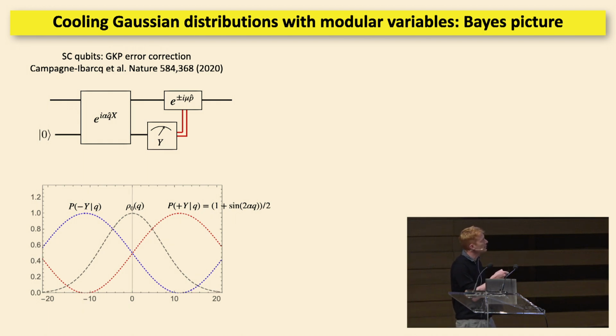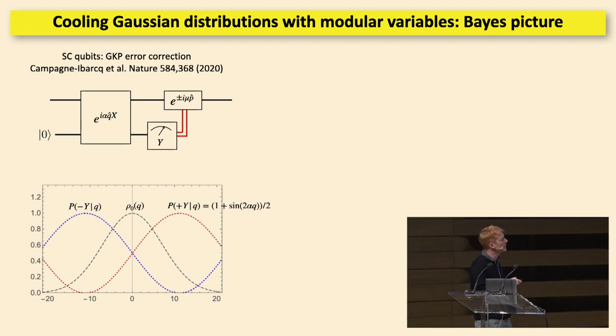It's got a coupling, which is exactly the one I've just described to you, and followed by that, there's a measurement in the y basis, so this is the sine component, and feedback on the state of the oscillator. So what I want you to consider is a Bayesian picture. I'm going to describe to you a Bayesian picture of how this produces cooling.